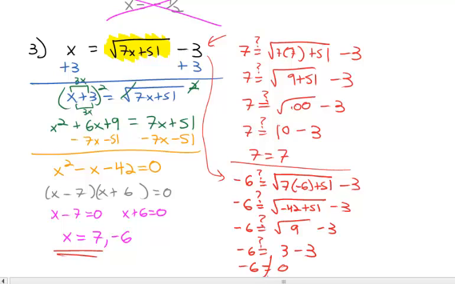This one did not work, so we have to throw out the negative 6, because negative 6 is not equal to 0. With radicals, we have to be very careful of those extraneous solutions that can get in the way. So the only answer that worked here, x equals 7.